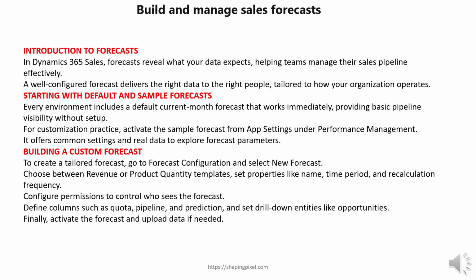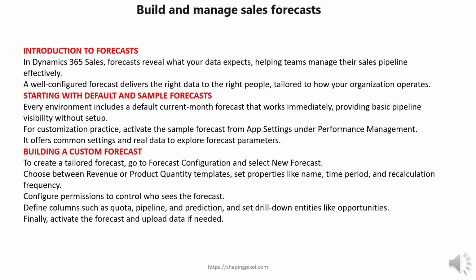Starting with default and sample forecasts. Every environment includes a default current month forecast that works immediately, providing basic pipeline visibility without setup. For customization practice, activate the sample forecast from App Settings under Performance Management. It offers common settings and real data to explore forecast parameters.